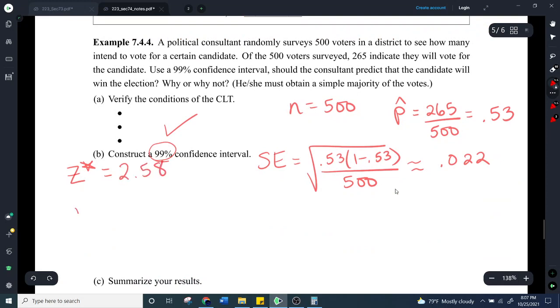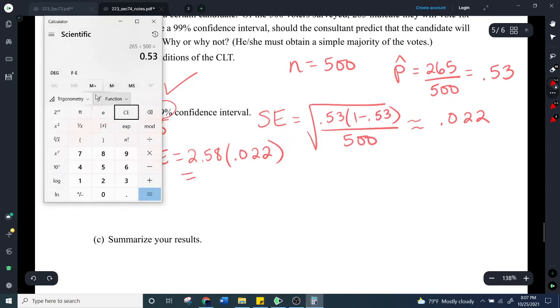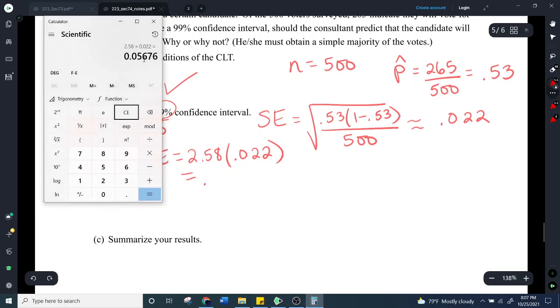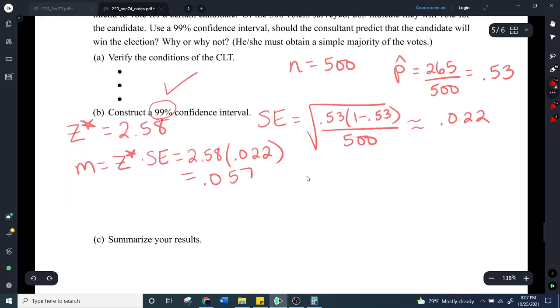So then let's go ahead and compute the margin of error. The margin of error, remember, is Z star times the standard error that you computed. So that's going to be 2.58 times the standard error of 0.022. Let's see what we have, 2.58 times 0.022. I'm getting a margin of error of 0.057. We'll round that and say 0.057.